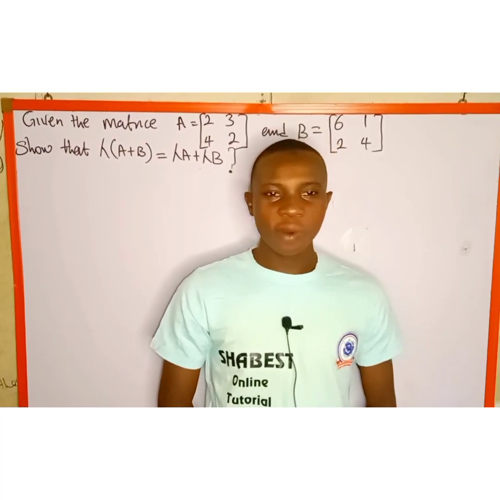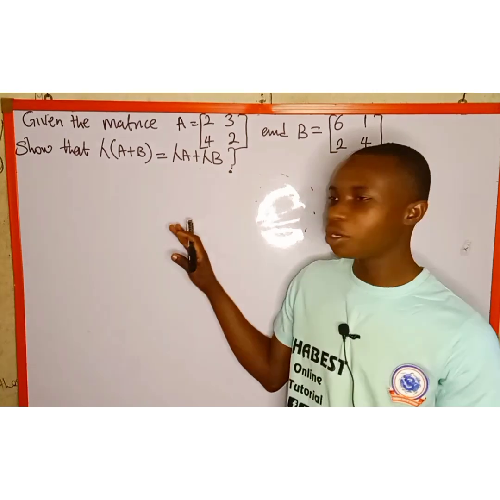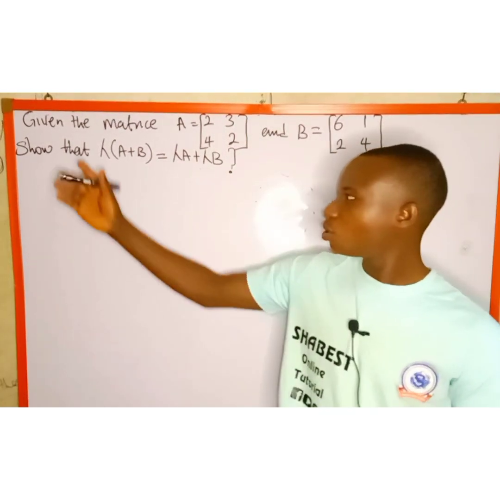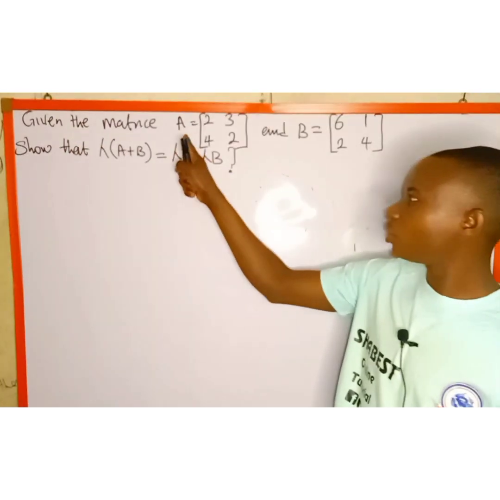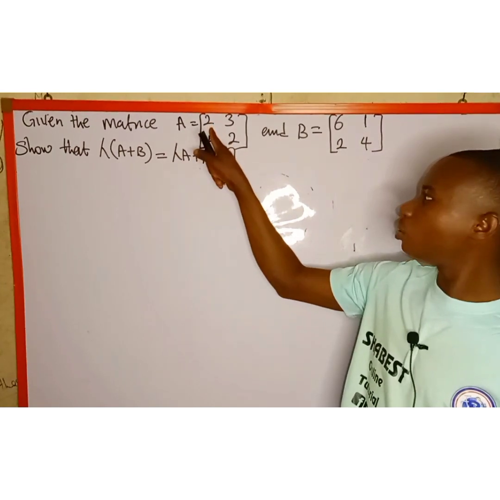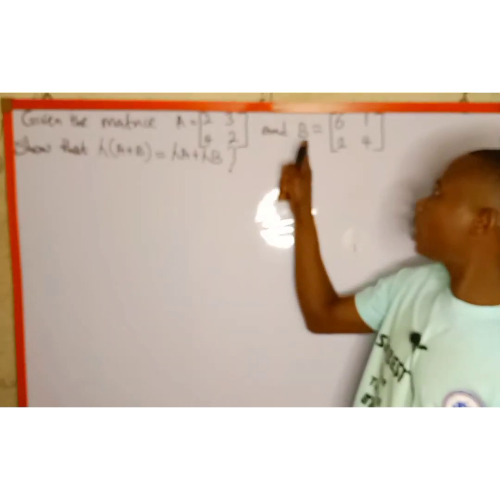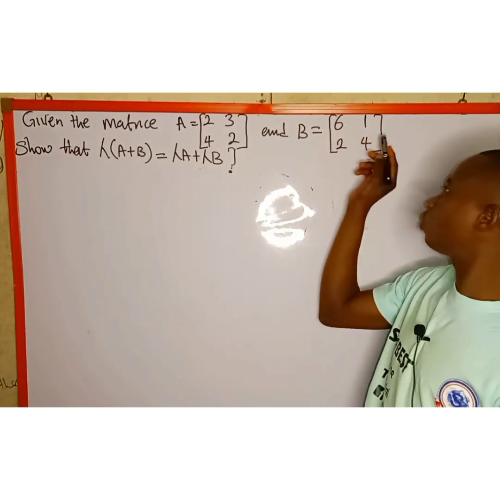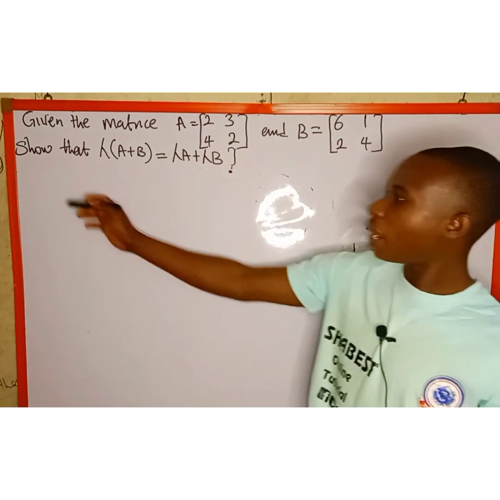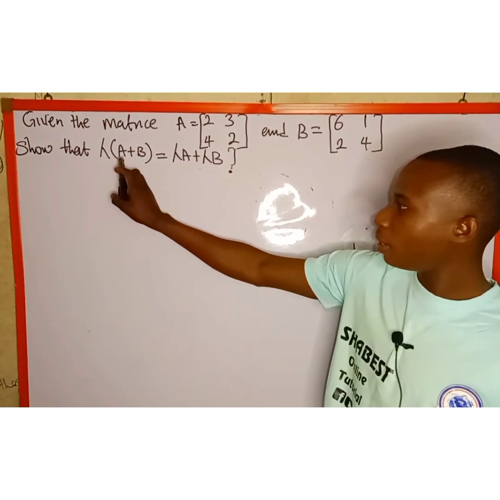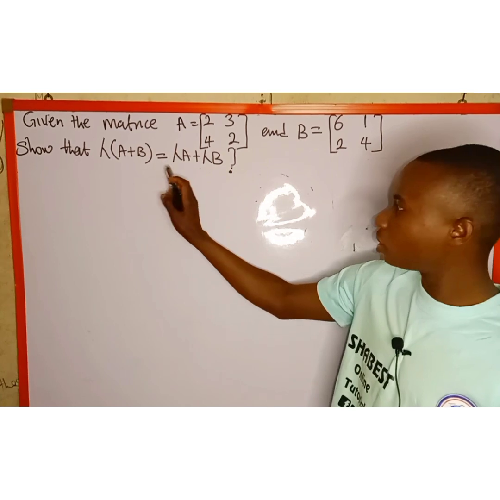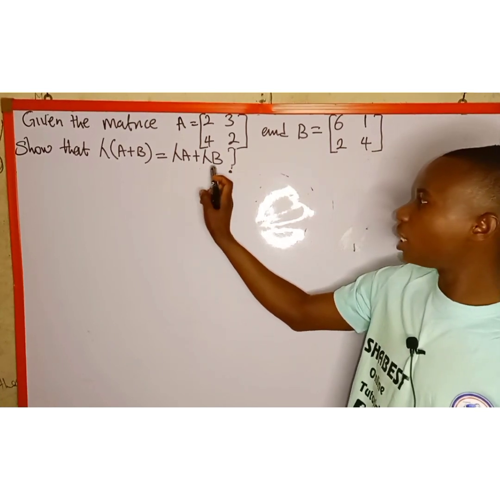In today's tutorial, we are going to prove this matrix question on the board. We are given that matrix A contains the elements 2, 3, 4, and 2. Then matrix B contains the elements 6, 1, 2, and 4. And we're asked to show that lambda multiplied by (A plus B) is equal to lambda A plus lambda B.